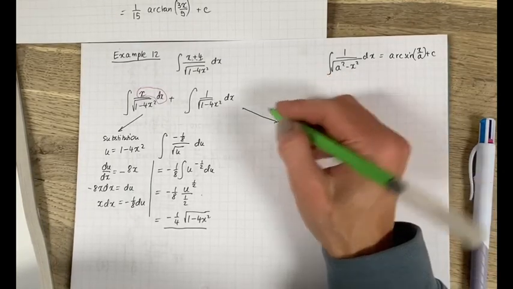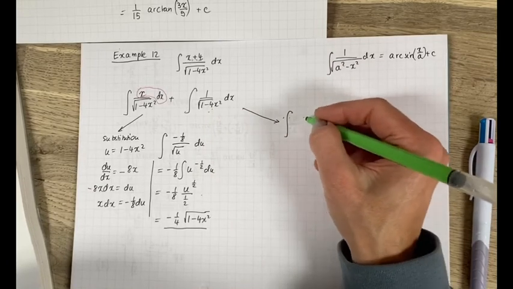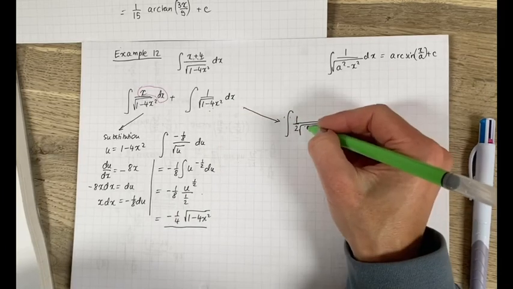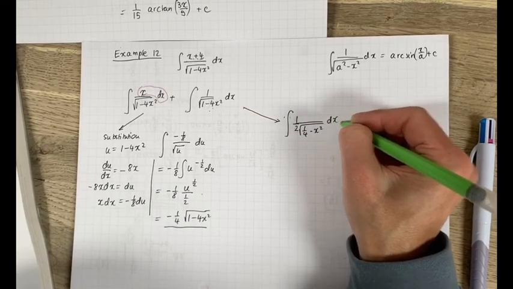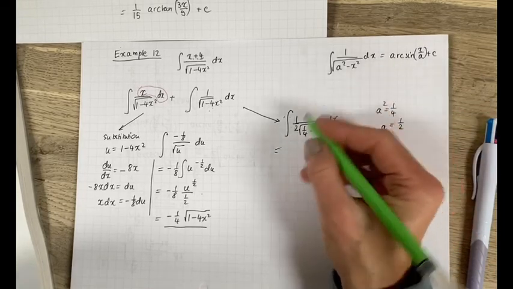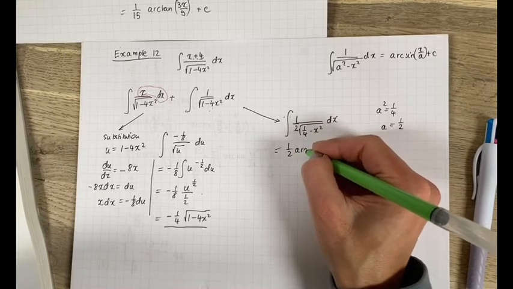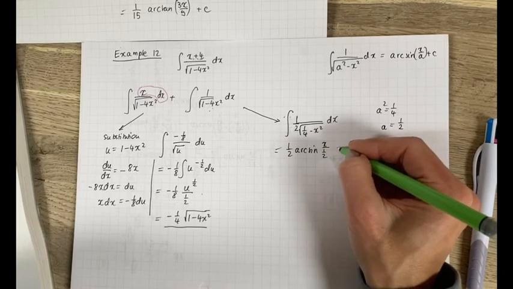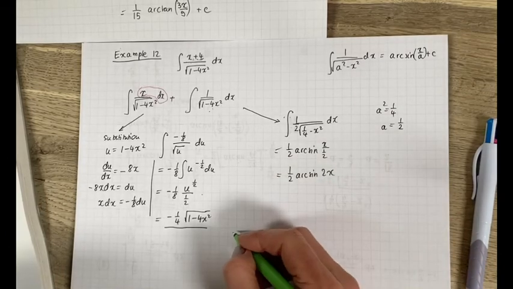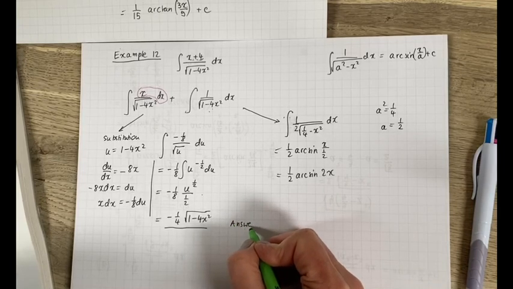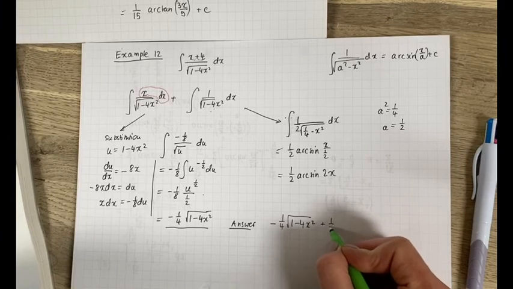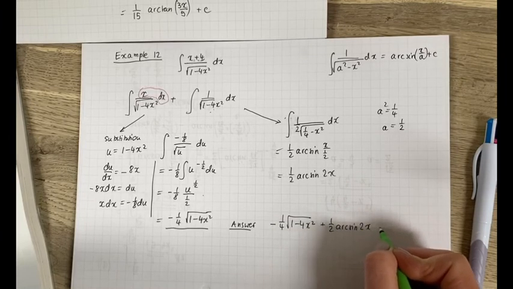Over here you just use the standard result, but you want to get rid of that 4, so you need to factorize the square root of 4 out, so it will be 1/2, and then you are left, if you divide this by 4, with 1/4 minus x squared. So here our a is going to be 1/2, because a squared is 1/4, and just use the formula. So that will go to 1/2, because we've got 1/2 here, arc sine x over 1/2. So it's 1/2 arc sine 2x. So let's put these two answers together. So the answer will be minus 1/4 square root of 1 minus 4x squared plus 1/2 arc sine 2x plus c.